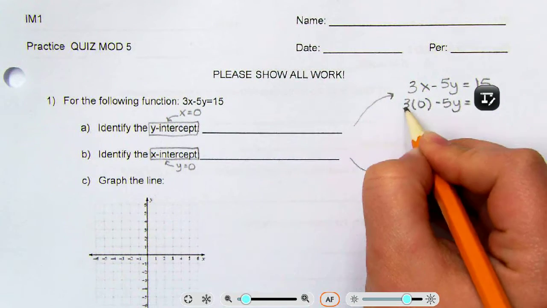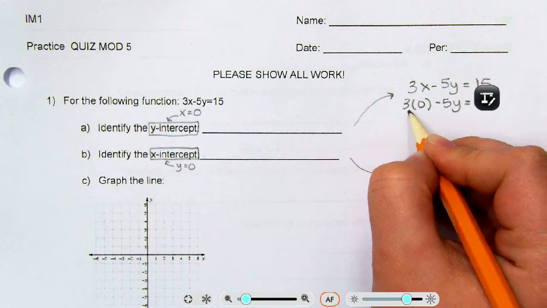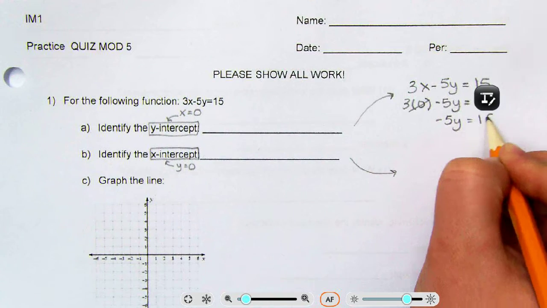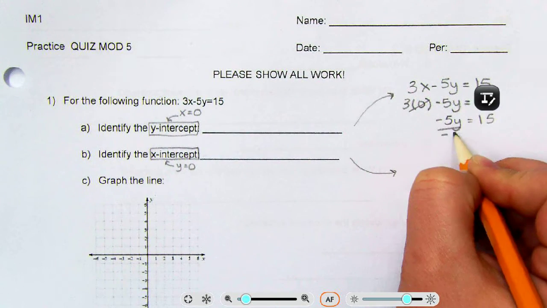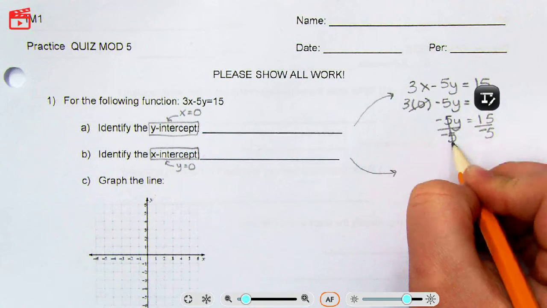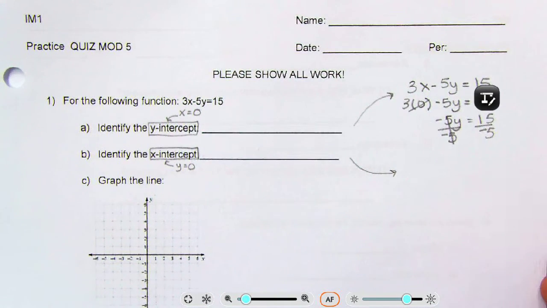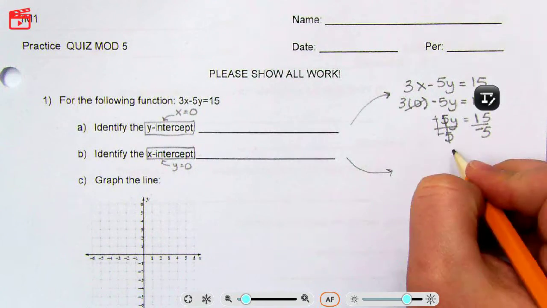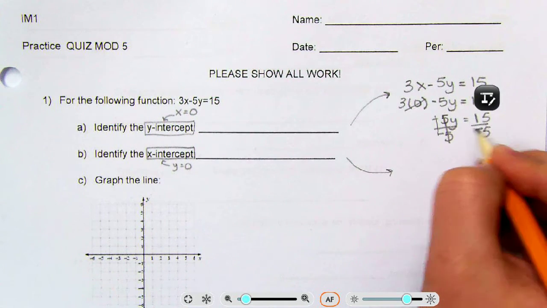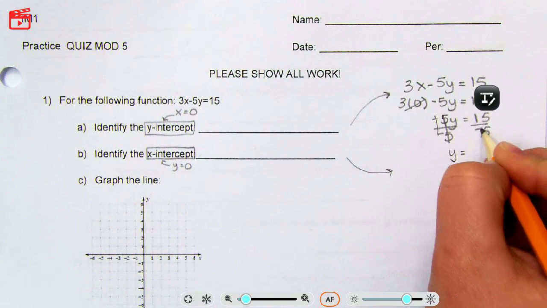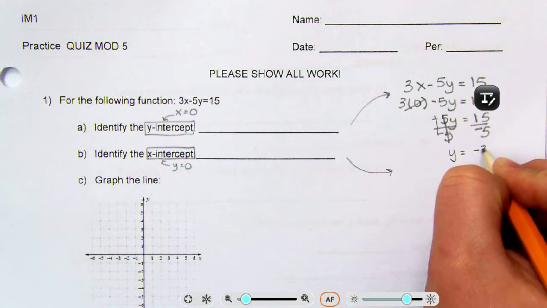And then 3 times 0 is just 0, so I'm going to cross that out. So I get negative 5y equals 15. We're going to divide by negative 5 on both sides. These cancel out, as we call it, or negative 5 divided by negative 5 is just 1. So we have 1 times y is just y, so we have y left over. And then 15 divided by negative 5 should be negative 3.